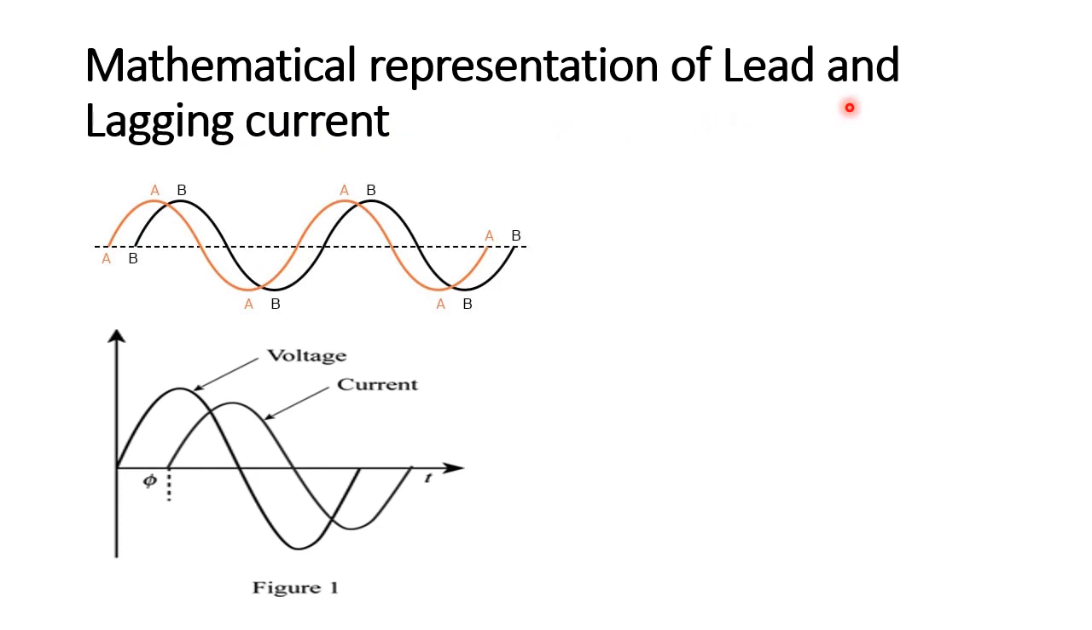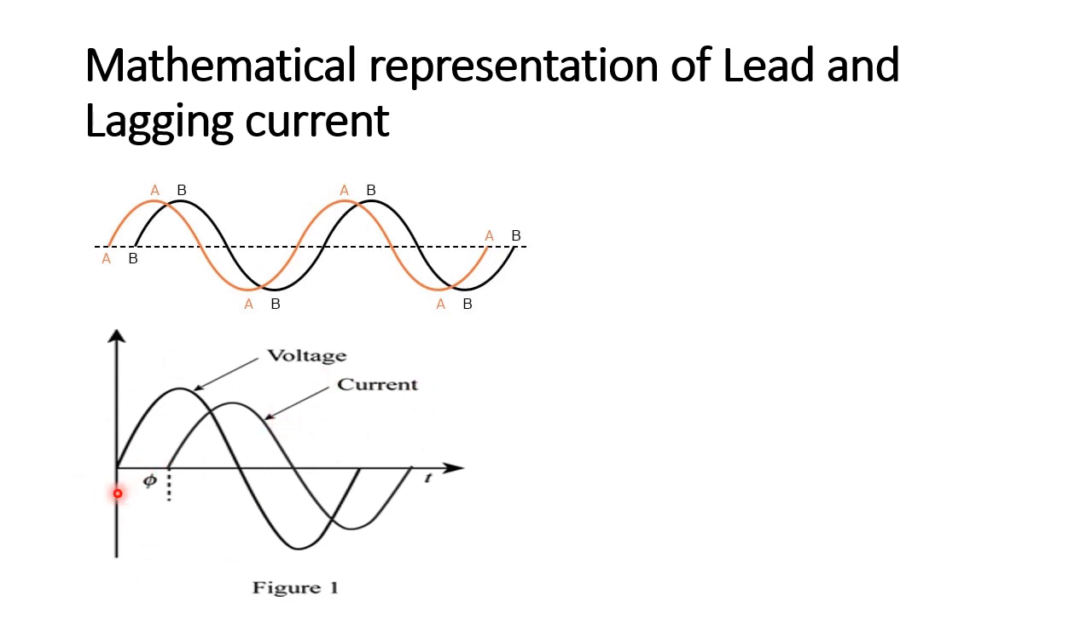Mathematical representation of leading and lagging current. Normally when we pass the AC supply through a resistive load, as we all know, the AC will be a pure sinusoidal waveform. So when we pass the AC supply through a pure resistive load, the output waveform will be in phase. As I said earlier, I hope you understand that one. But when we pass the AC supply through an inductive load or capacitive load, there is a possibility of lead and lag between voltage and current, something like this.